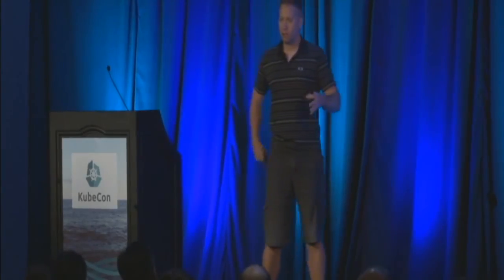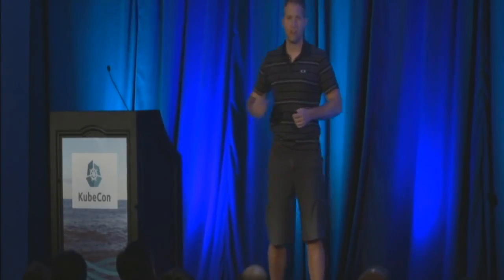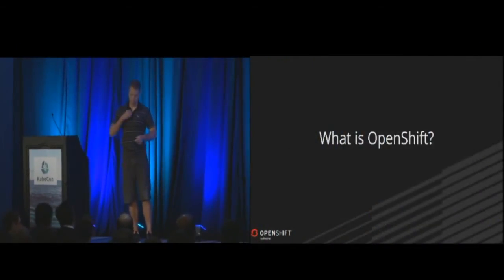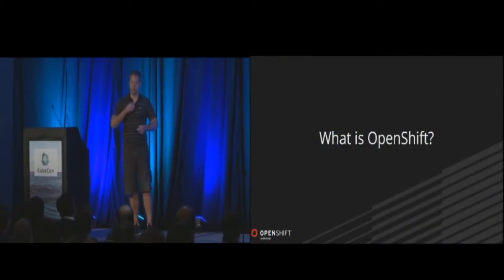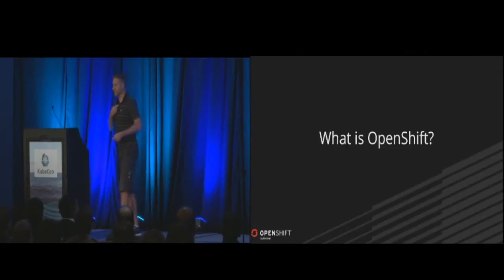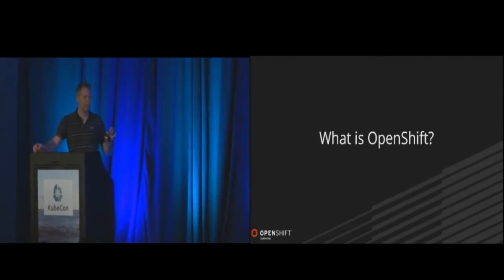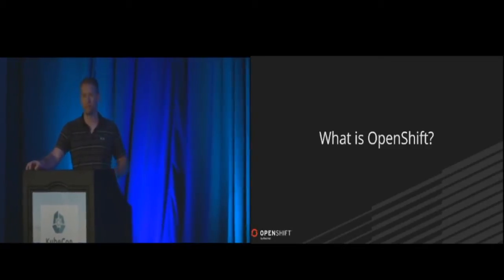I'm here to talk a little bit about OpenShift and cloud native development. OpenShift is platform as a service. It was created about 4 years ago. It's what we might call a generation 2 platform as a service.